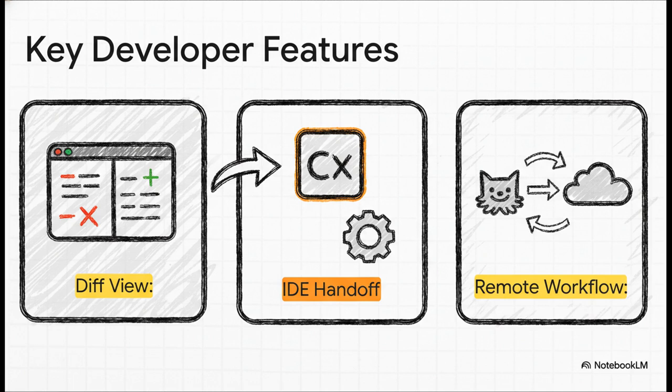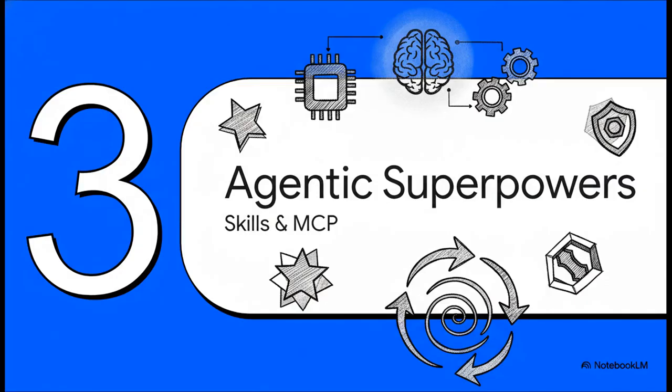And you can even manage your entire GitHub workflow, committing and pushing changes right from inside the app. But beyond all those great developer features, this is where Codex really starts to feel different. This is where we move past a simple assistant and into something way more powerful, using these things called skills and a protocol called MCP.